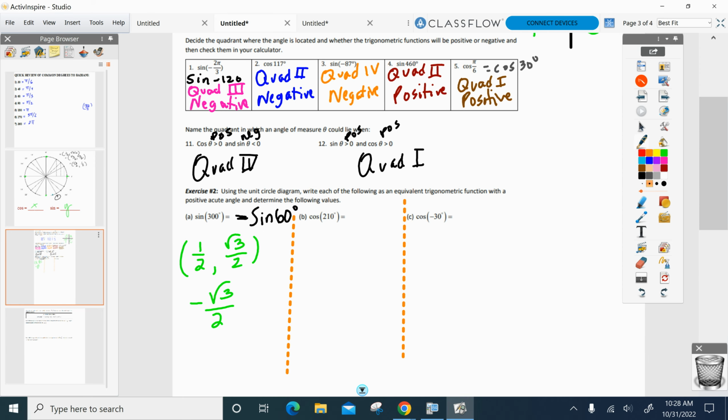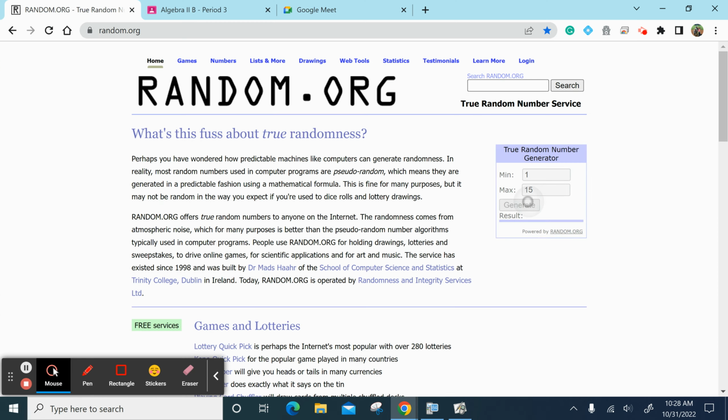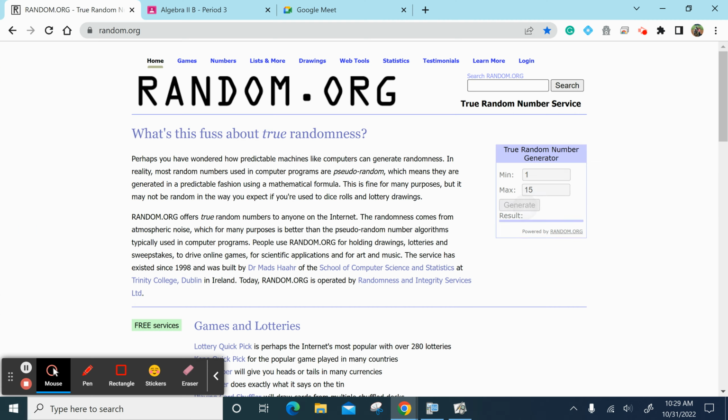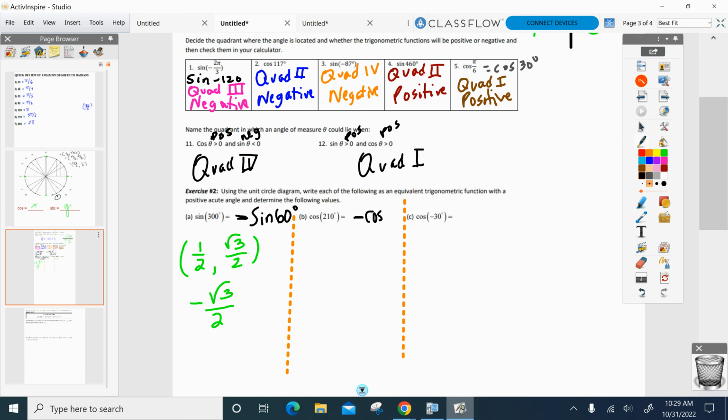Okay, cosine 210. Know the quadrant you're in. Where am I? 210. What quad am I in? Quad 3. What do you know about cosine in the 3rd quadrant from today's discussion? It's negative. Darn right it is. Negative cosine. Give me the reference angle for 210. 30.